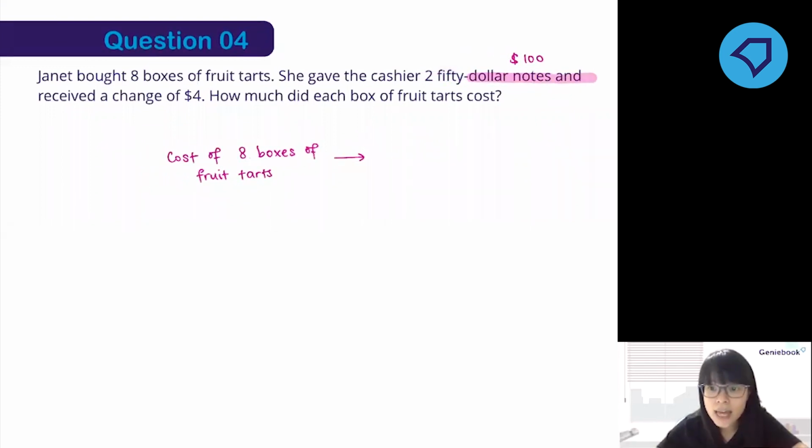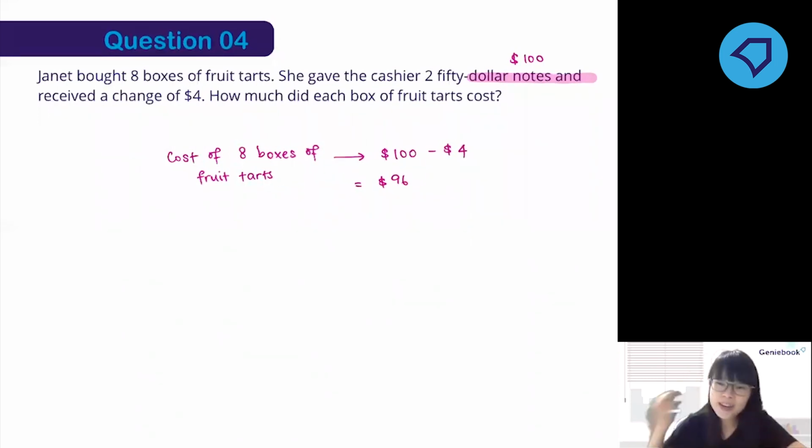8 boxes of fruit tarts. How do you do that? If you do not know your 8 times table, you have to memorize it. It's okay, you can still write down your 8 times table at the side. So we are going to take $100 minus $4. If you got the answer to be $96.